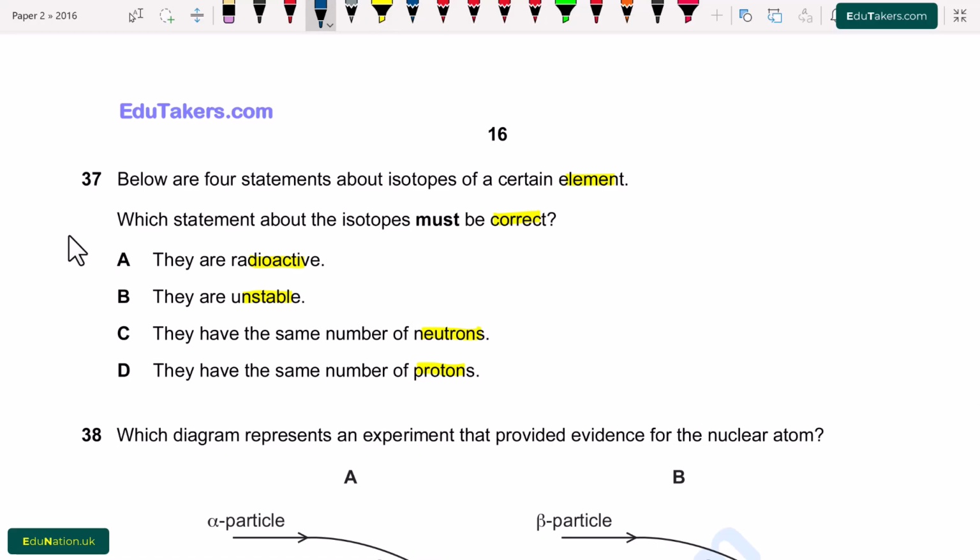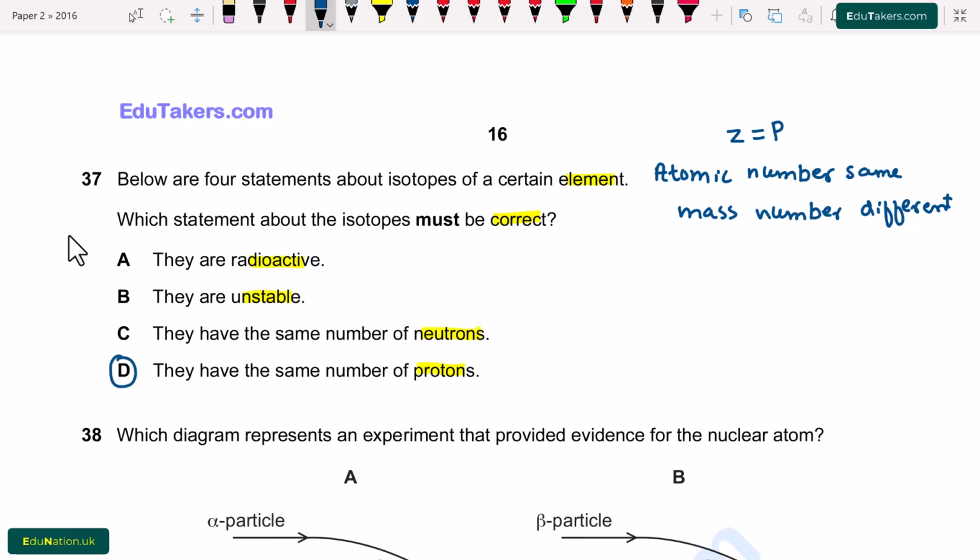Isotopes are the elements that have same atomic number but different atomic mass. I write here atomic number is same but mass number is different. Atomic number is basically equal to the number of protons. I write here atomic number is equal to number of protons. When the atomic number of the isotopes remains same, it means that the isotopes have the same number of protons. From here, option D is correct.